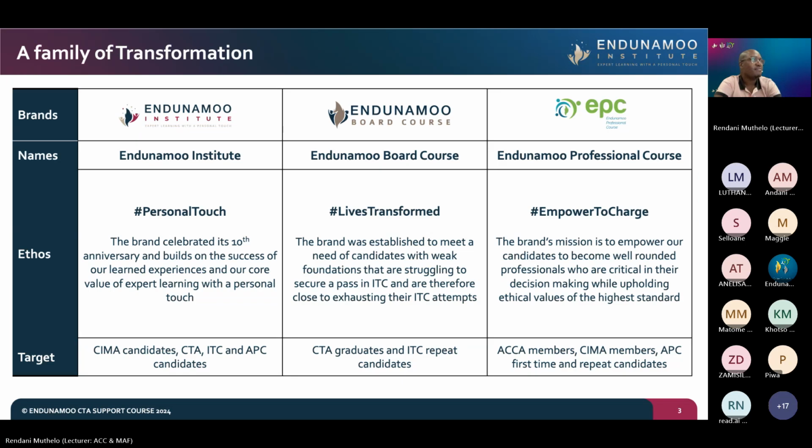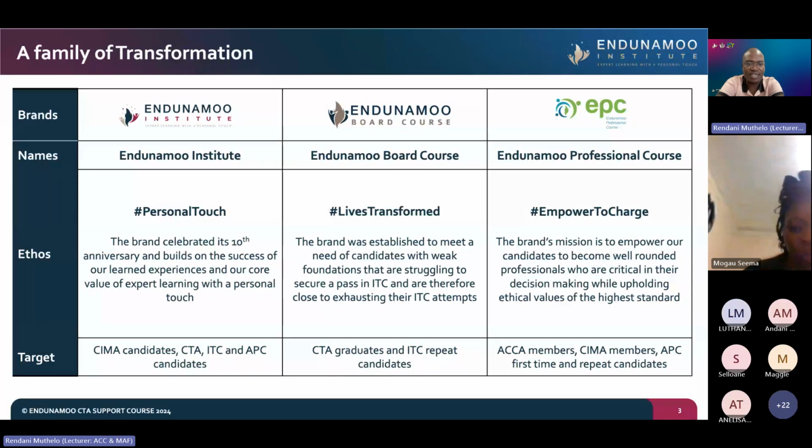Then, for those that are joining us, it's always well-mannered to formally introduce the organization. So Endunamu is a 3-brand entity, under it being the institute, which is the one that will be administering the workshop.